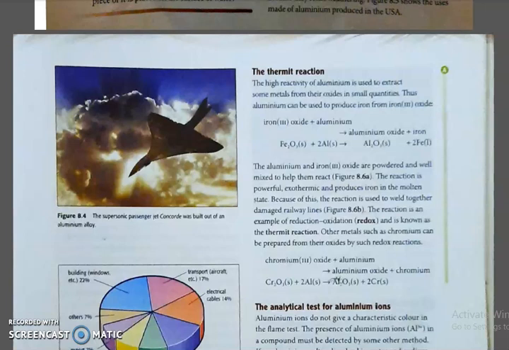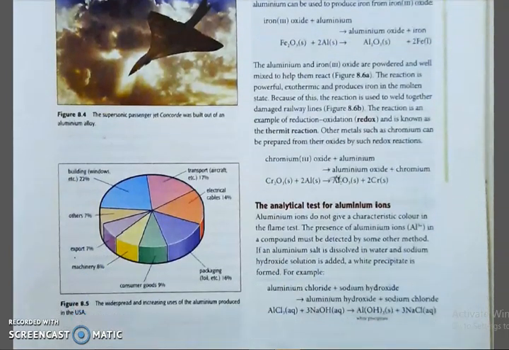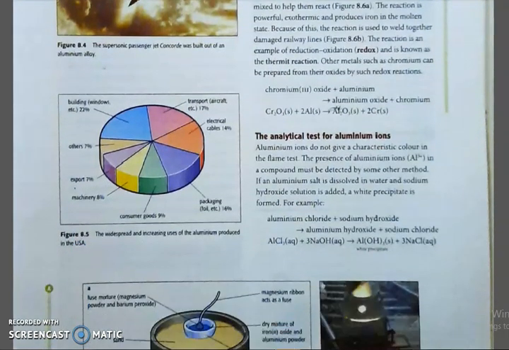Okay, so next is the analytical test of aluminium ions. Before this we discussed group 1 and group 2 metals, where we have a particular flame test. But aluminium doesn't have a particular flame test. So we do the cation test, since metal ions are called cations. Let's look at the cation test for this.